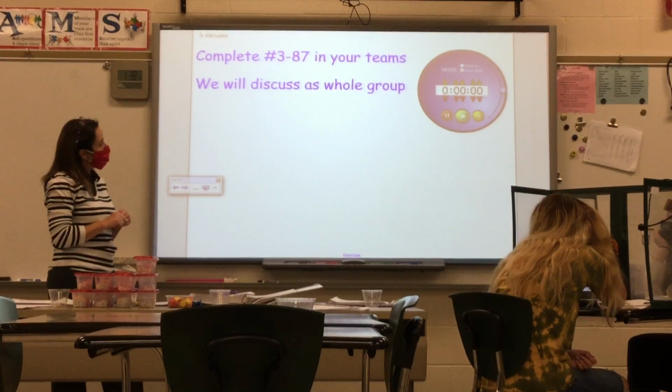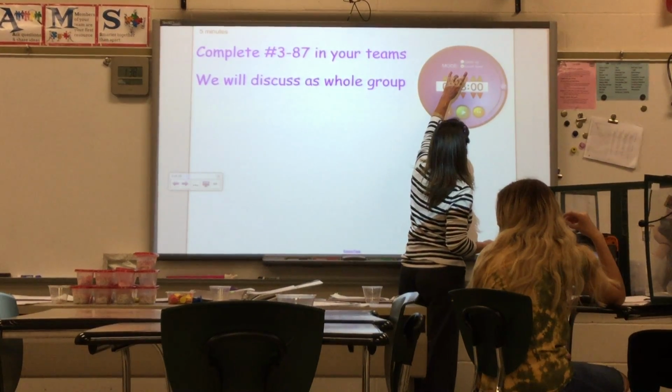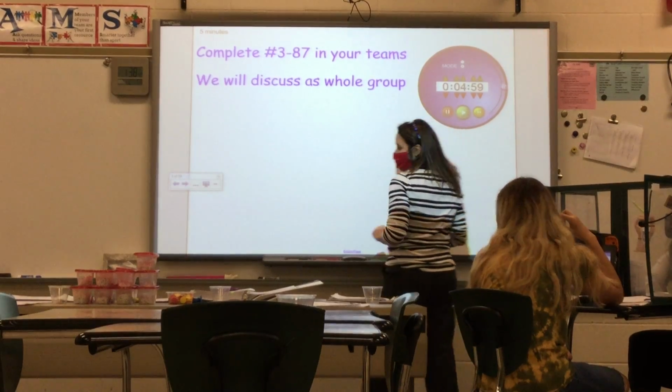You are going to work on number 87 in your teams. I'm going to set the timer for 5 minutes, and then we're going to come together. So get started. And then finally, when we start homework, we'll take care of the pumpkin carving winner and the winning team.